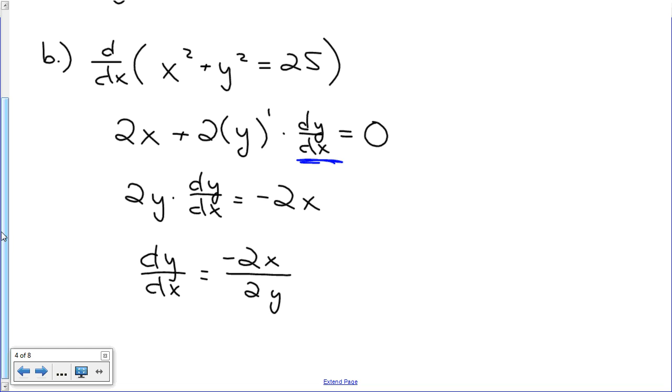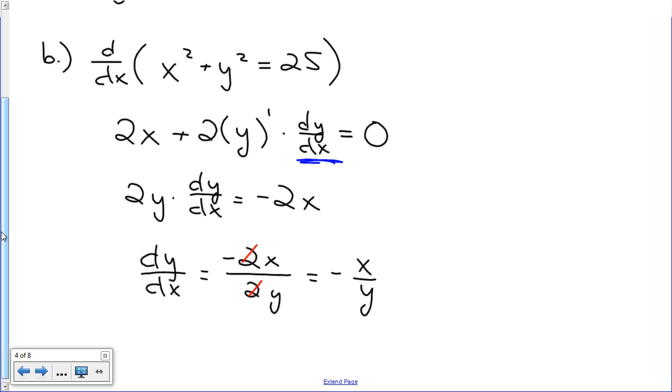And actually, you can see that the 2's here are going to cancel out. So I can actually write this as the opposite of x over y. You'll see our answer here is written in terms of x and y, which with an implicit derivative, we said that's okay. And it's okay because our original equation was not solved for y, and therefore it's okay if our derivative is in terms of both x and y. All right, so that's part B on this one.